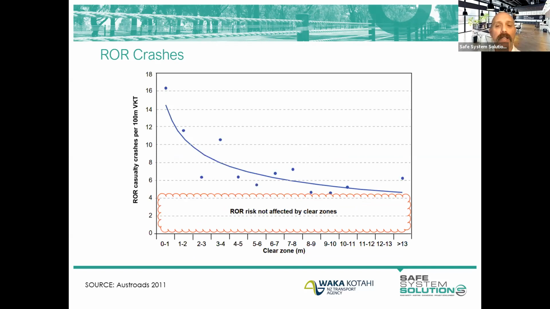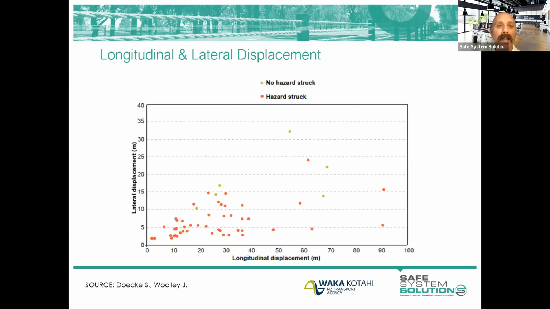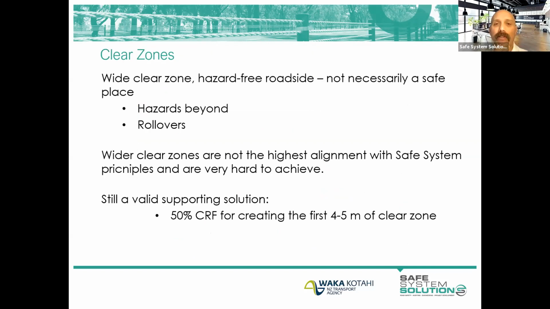We know that even if you just keep clearing the roadside, you're not really going to get any lower than about 4 casualty crashes per 100 million VKT, because it asymptotes out around that mark. And you get rollover, you get striking of hazards. So the idea of clear zone, and I probably don't need this slide up there as much anymore with the release of the new Part 6 to the Guide to Road Design. But we know clear zones are not necessarily a safe place to be, with hazards beyond it and rollovers, and that these wide clear zones don't have the highest alignment with safe system principles, but they do reduce the likelihood of crashes. So clearing some of the vegetation close to the road or some of the fixed hazards close to the road will reduce the likelihood of crashes. You're just not addressing that severity, and there is continual risk throughout.